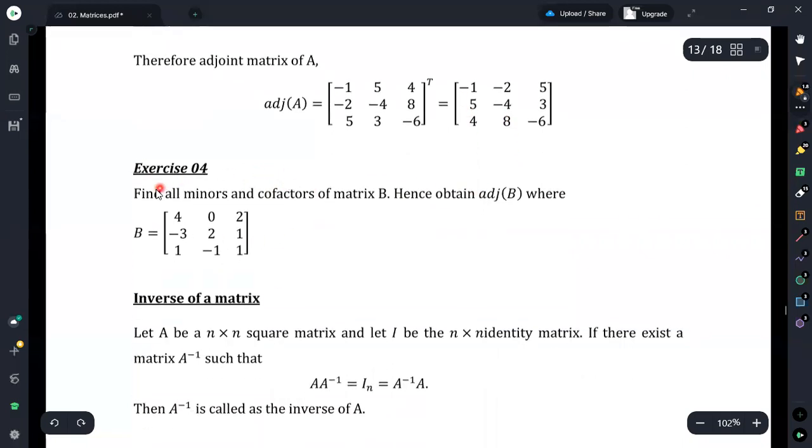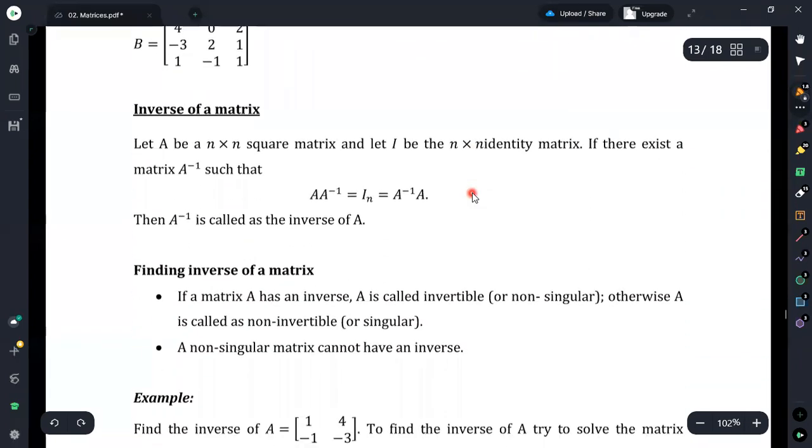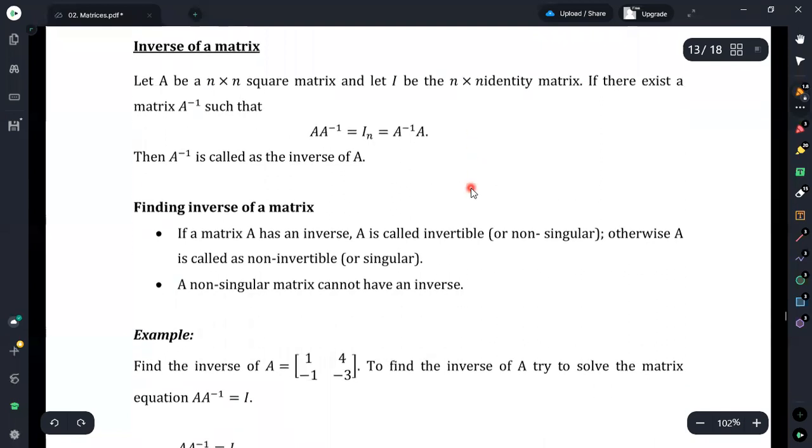Then there is an exercise given. You can try it by yourselves. And now I will move on to the next part, which is obtaining the inverse of a matrix.